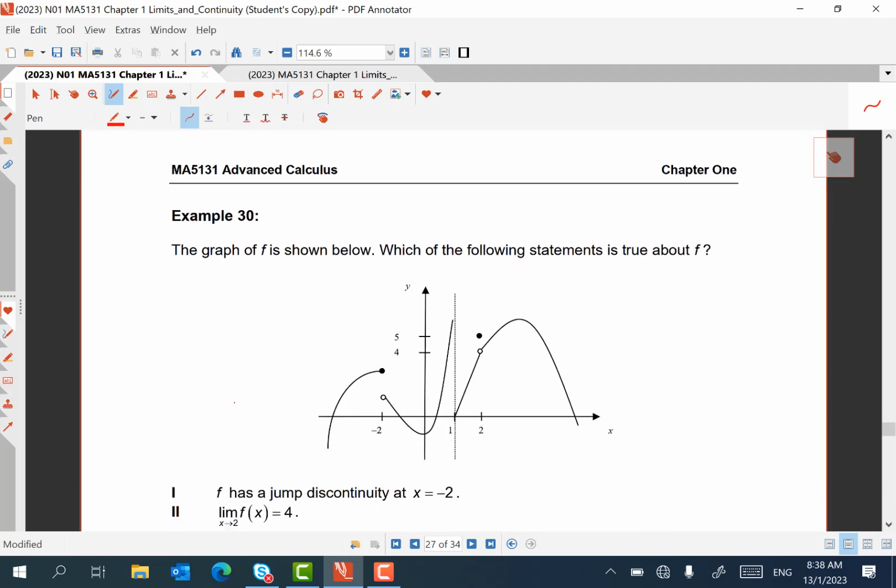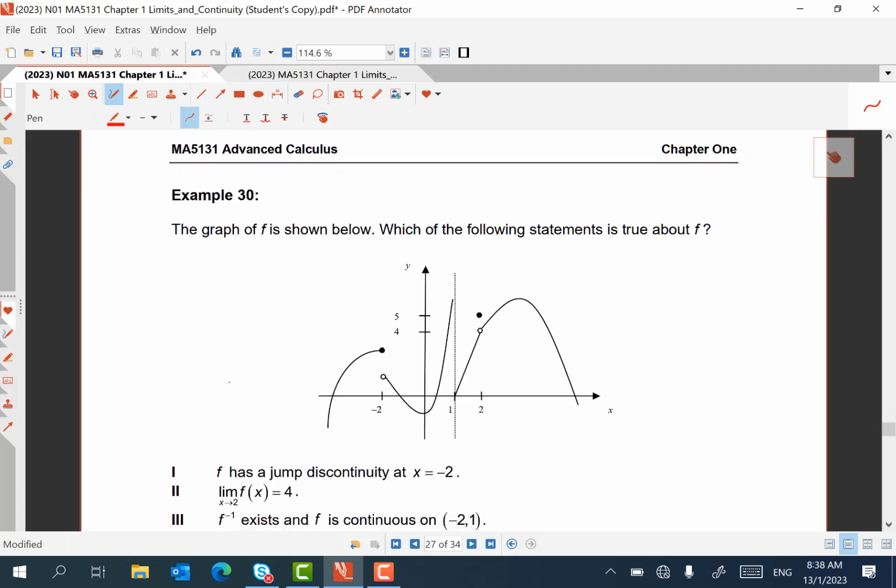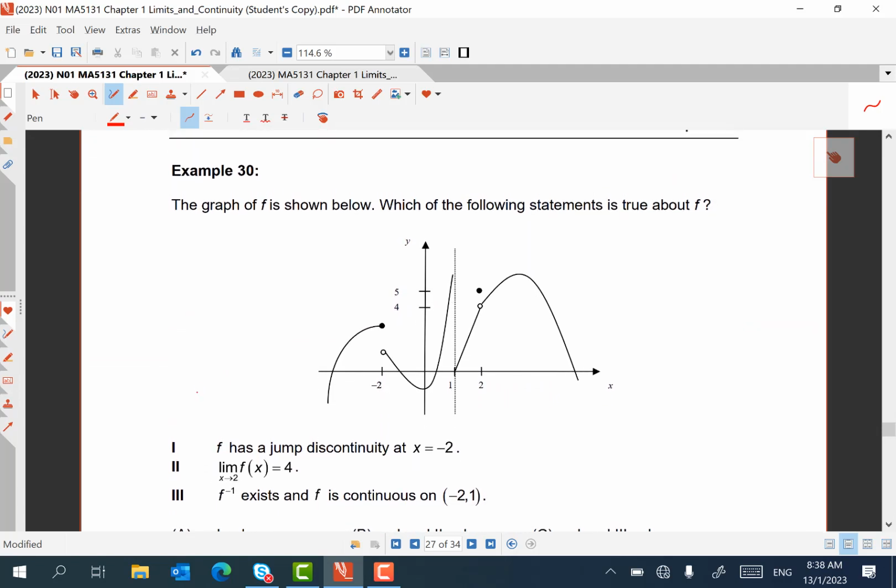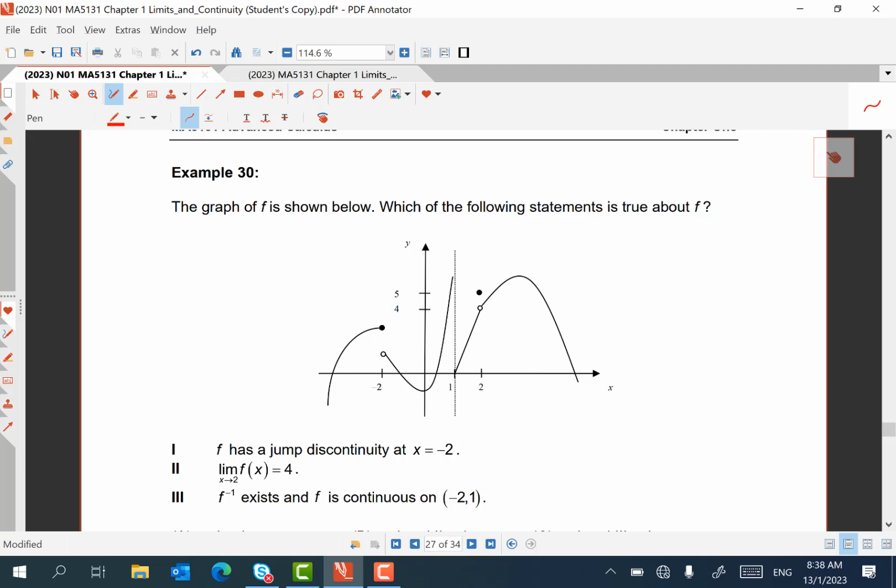Now let's look at example 30, where you're asked to describe the kind of discontinuity it has. In example 30, we are given three statements. The first statement says there's a jump discontinuity at x equals -2. Can you see a jump here? Is this statement true? Yes, this is true. Let's see the next statement.